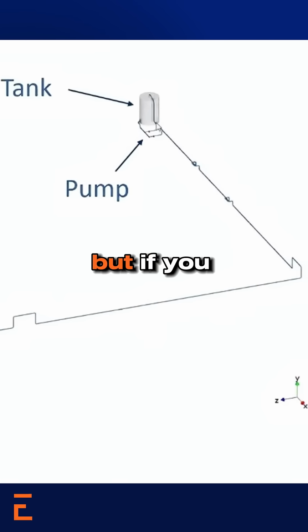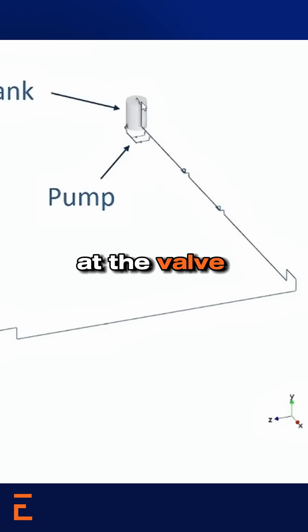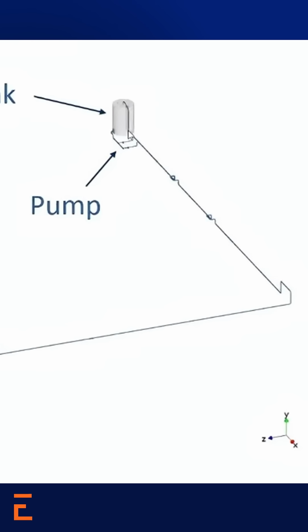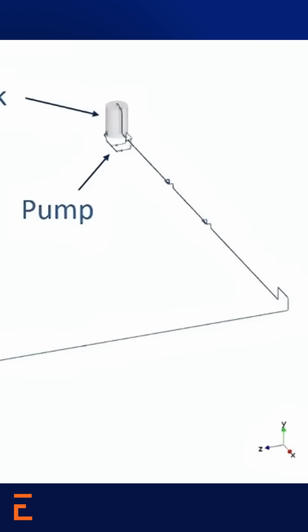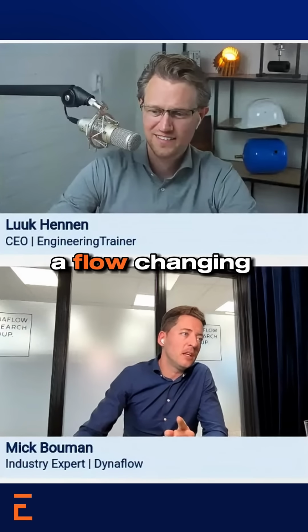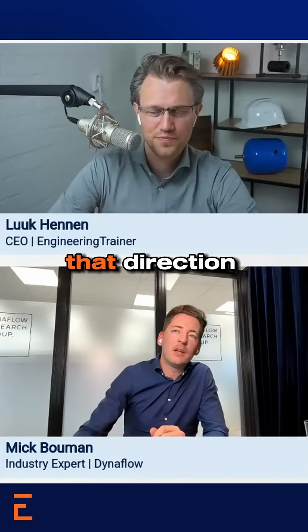liquid here. But if you have a high pressure at this location, when it arrives at the valve, it wants to flow into the tank. Right. So the high pressure starts pulling again, makes it move in the tank. Then you have a pressure wave of the tank pressure moving here, but now it becomes a flow changing wave. And then you suddenly have a flow again in that direction.